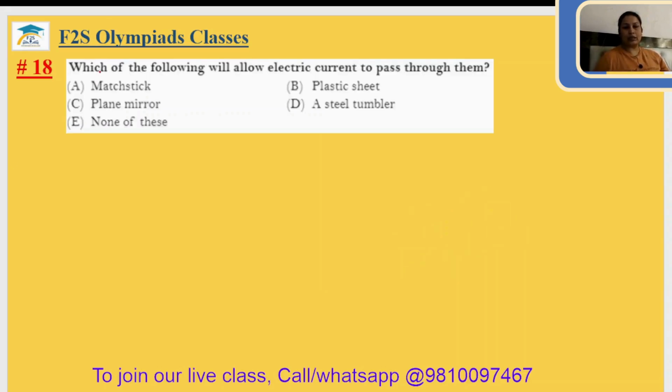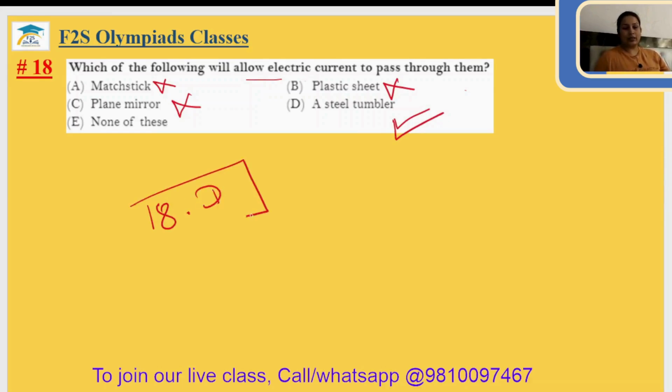Question number 18. Which of the following will allow electric current to pass through them? The materials which allow electric current to pass through them are conductors. Matchstick is made of wood, that's why it is a bad conductor. Plastic sheet, bad conductor. Plain mirror, bad conductor. Steel tumbler is a good conductor. Steel tumbler means steel glass, that is your good conductor of electricity.